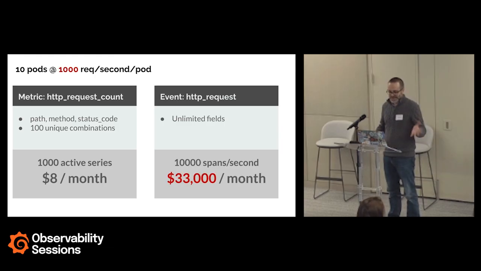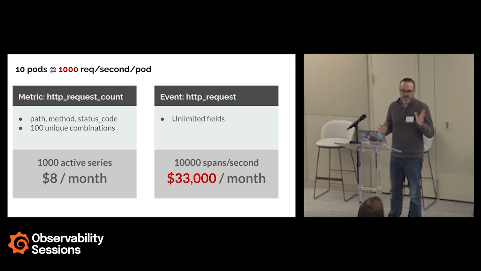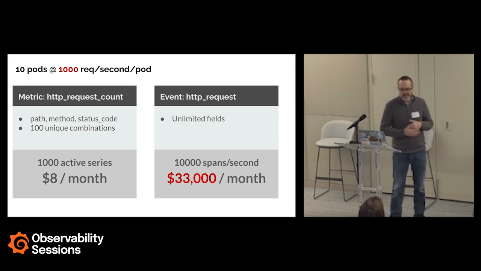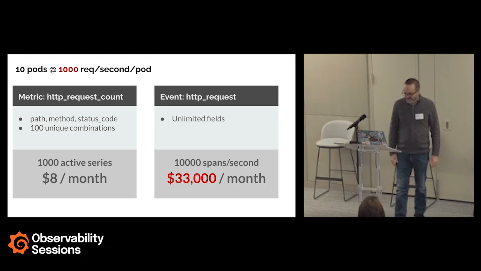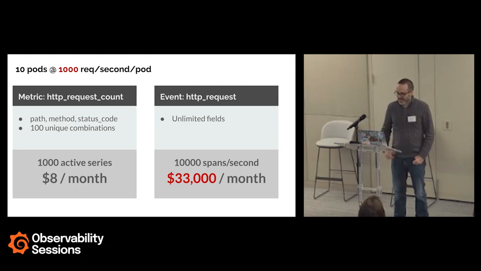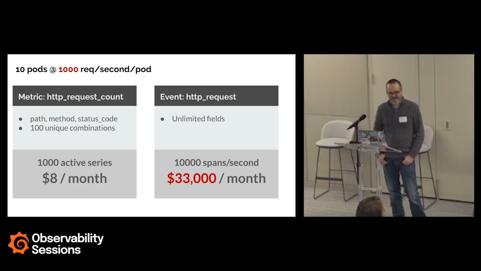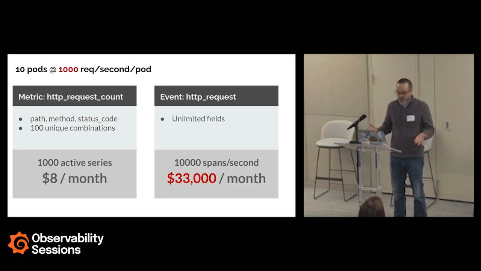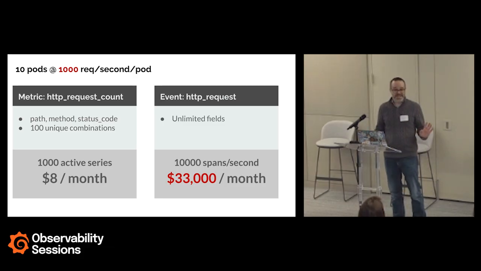Let's amp this up a little bit. Let's say we fixed some bugs, we got some performance profiling going on. Now we're able to handle 1,000 requests per second. In Honeycomb, my bill went up to $33,000 a month because I just 10x the amount of spans I was generating. But I still have the same 100 possible combinations of metrics. So I'm not paying a single dollar more. That's a pretty crazy trade-off.